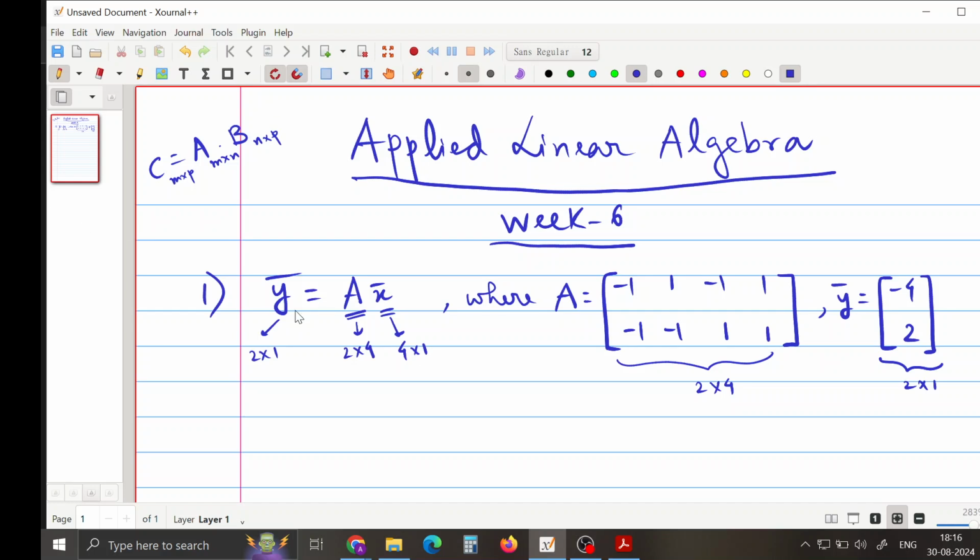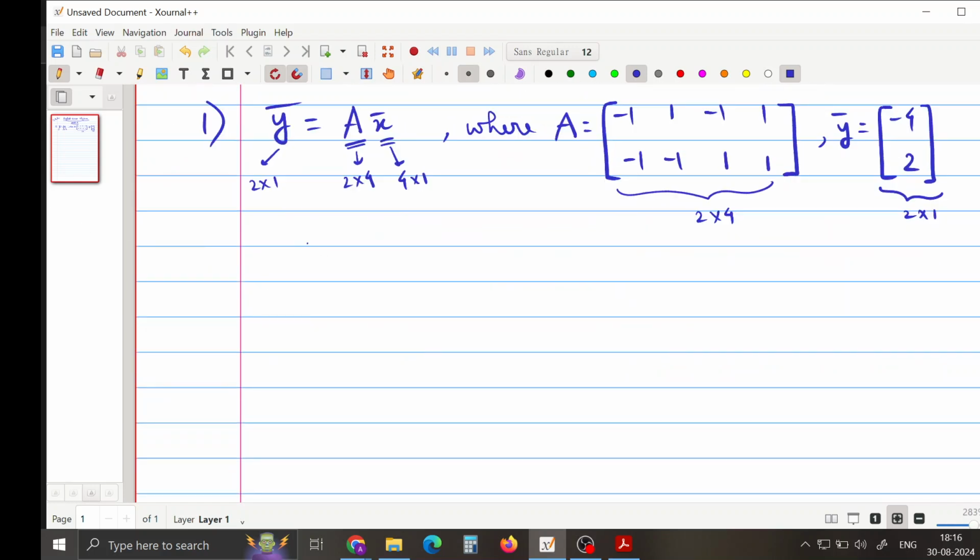So x is my unknown vector. Let me call x this vector. There should be 4 unknowns, right? It's a 4 cross 1. So let me label them as x1, x2, x3, x4.